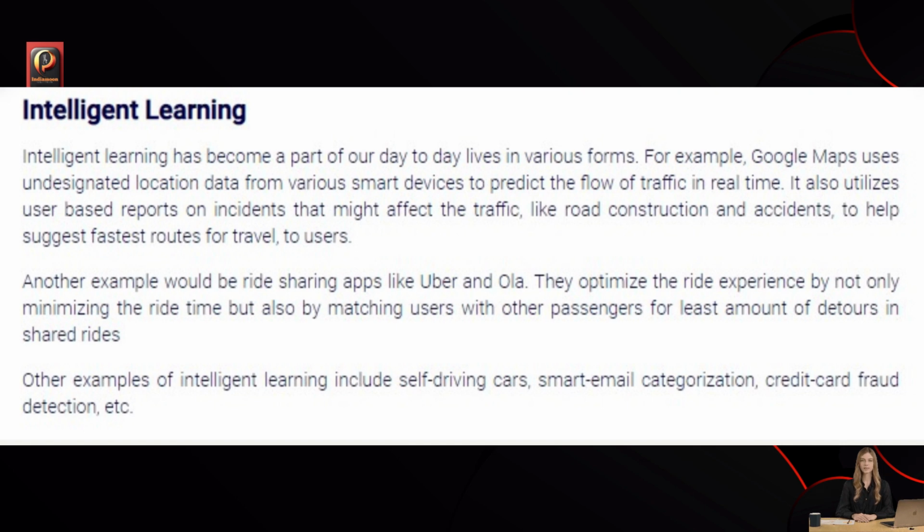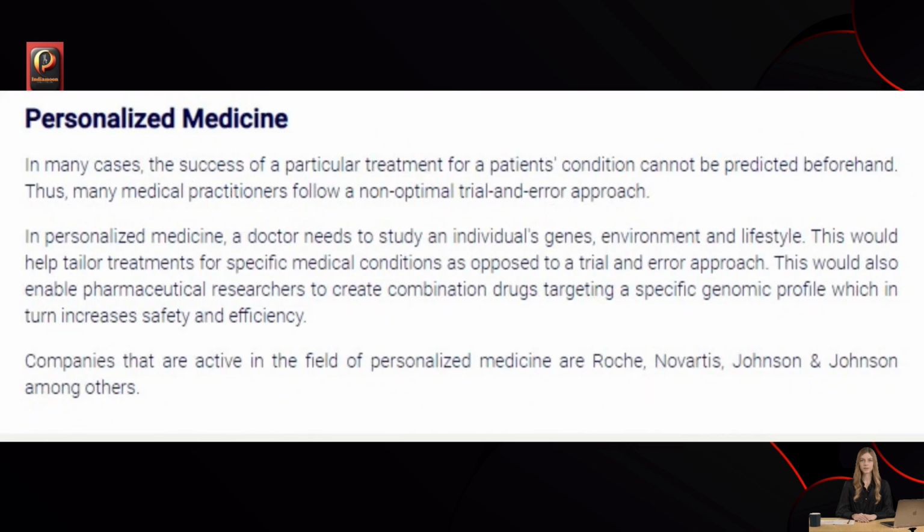Another example would be ride-sharing apps like Uber and Ola. They optimize the ride experience by not only minimizing the ride time but also by matching users with other passengers for the least amount of detours in shared rides. Other examples of intelligent learning include self-driving cars, smart email categorization, credit card fraud detection, etc.